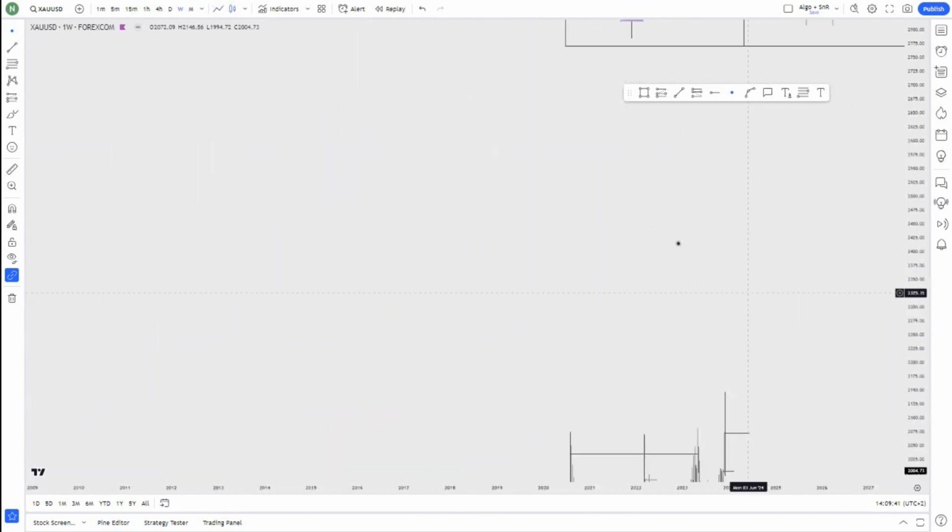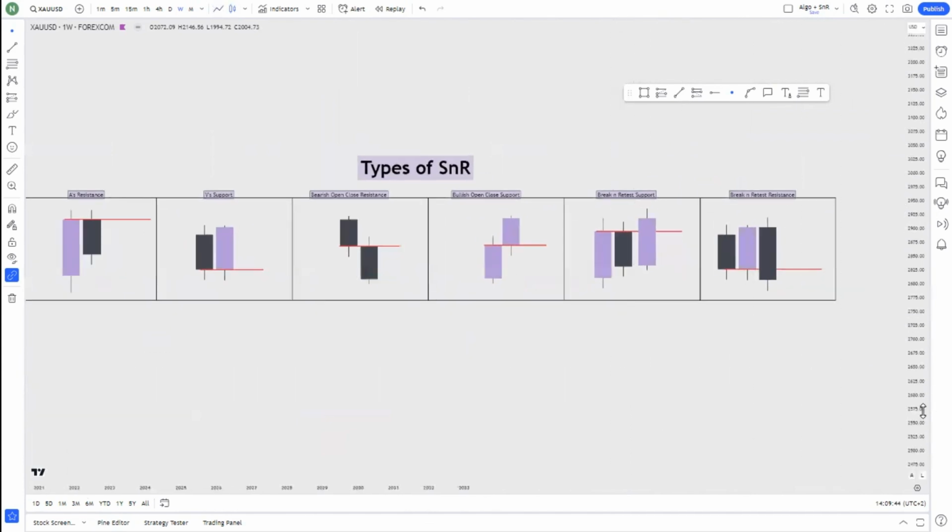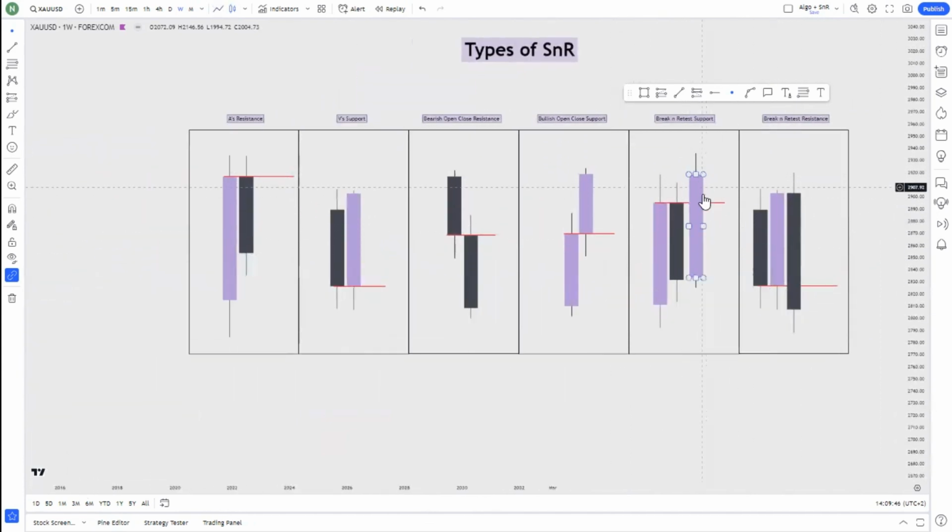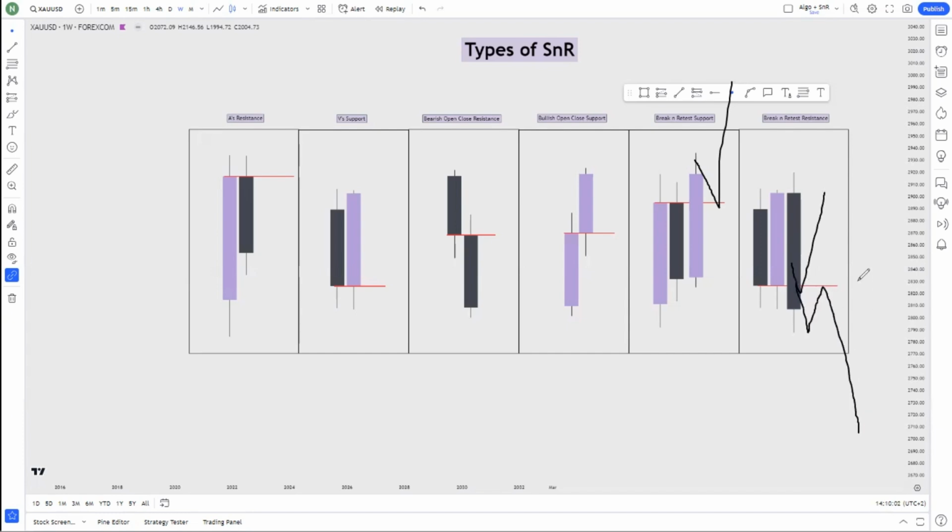So there's some instances when the market fails to respect the resistance right here. The market just closes above the resistance. So that resistance, there is a possibility that this becomes a retest right here to the upside. Then here, if it fails to become a support right here, then it would just become a resistance right here to the downside. That's just one of the possibilities. So right now, these are just the basis of understanding what is SNR.